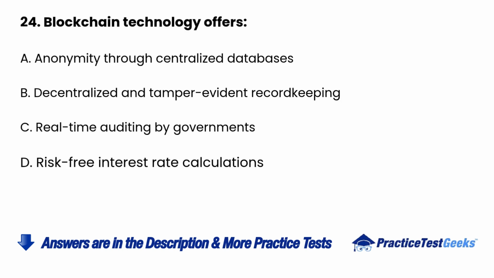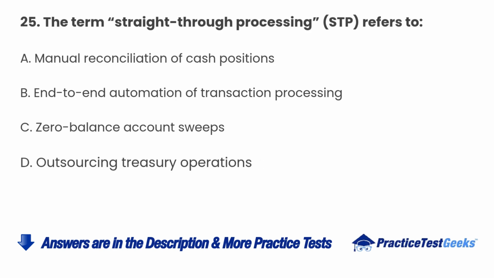24. Blockchain technology offers: A. Anonymity through centralized databases. B. Decentralized and tamper-evident record-keeping. C. Real-time auditing by governments. D. Risk-free interest rate calculations.